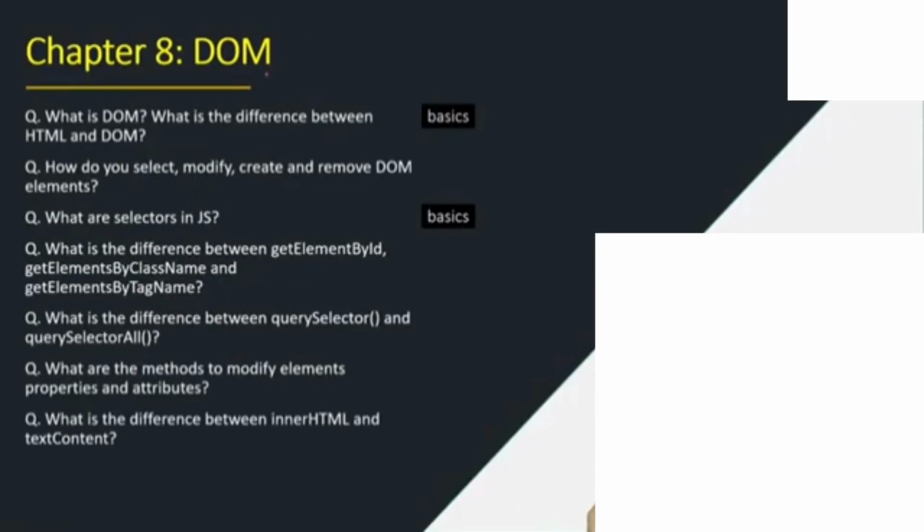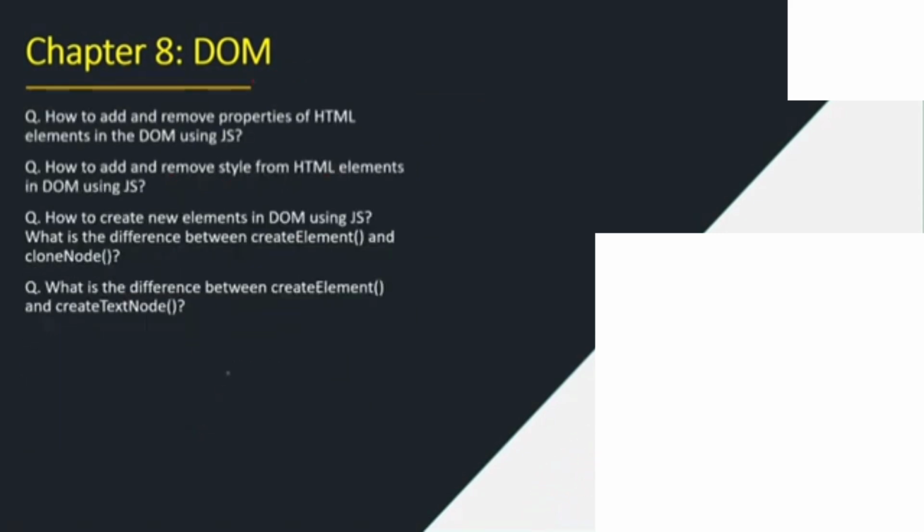Congratulations on completing the last chapter. Now here is the section DOM. Here we will see questions on the methods that are used to select, modify and create the DOM elements. Okay. For example, methods like querySelectorAll, innerHTML, textContent, and then methods like createElement, cloneNode and createTextNode. In short, we will be exploring all the methods of the DOM.